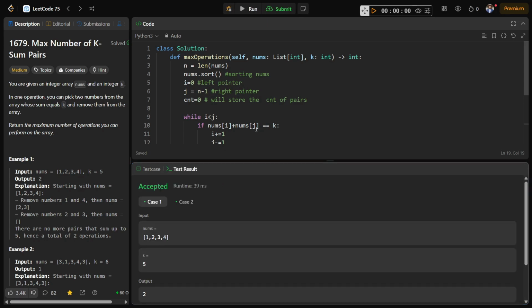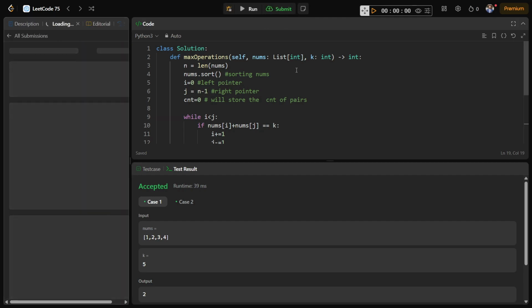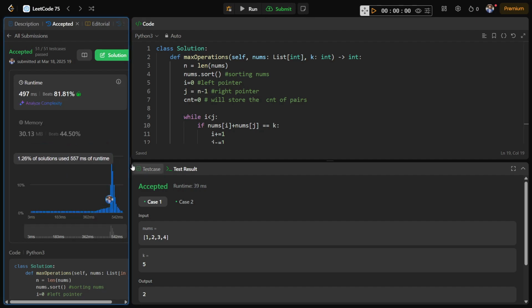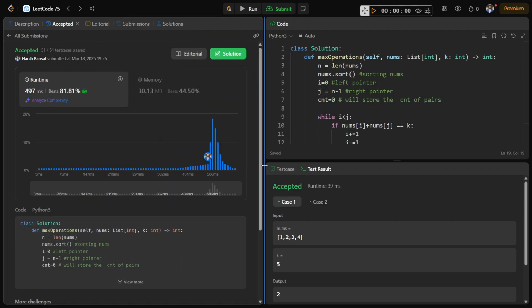Our other test case got passed. Now let's submit the solution. We have successfully submitted our problem.